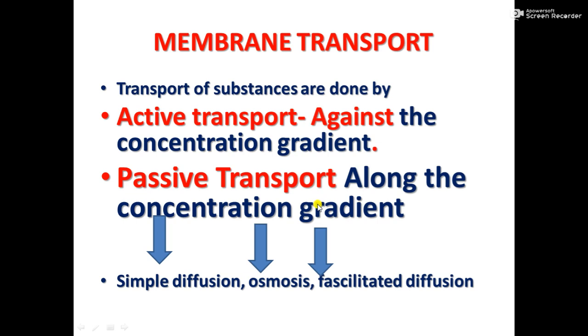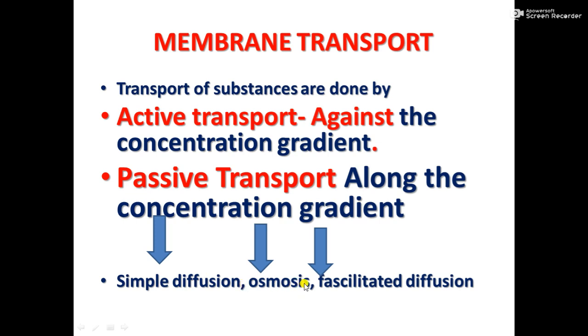Now in passive transport there are three kinds. First is simple diffusion, which is from higher concentration to lower concentration. For example, oxygen is higher outside and low inside, so oxygen will move. Gases or solutes can move from higher concentration to low concentration. So that is called simple diffusion: simply movement of substances from higher concentration to lower concentration through the semi-permeable membrane.